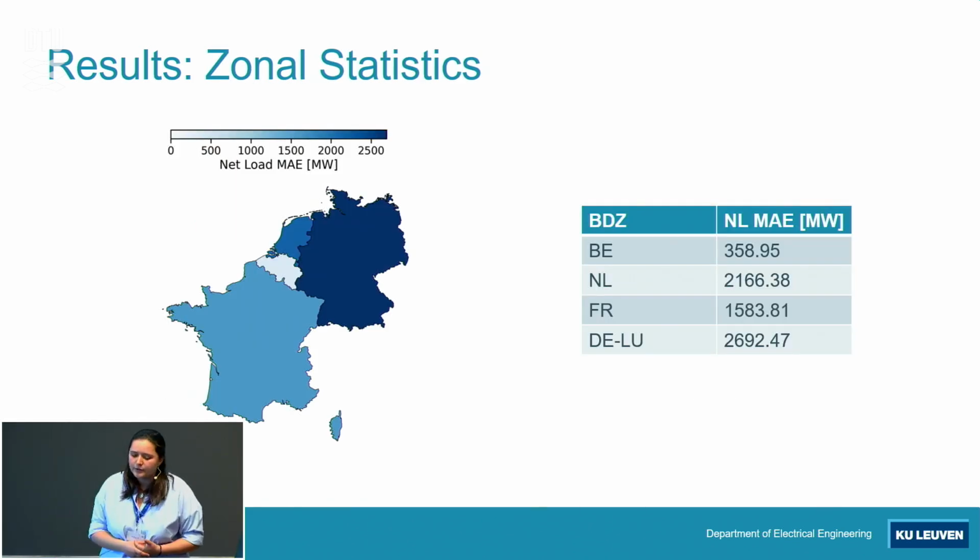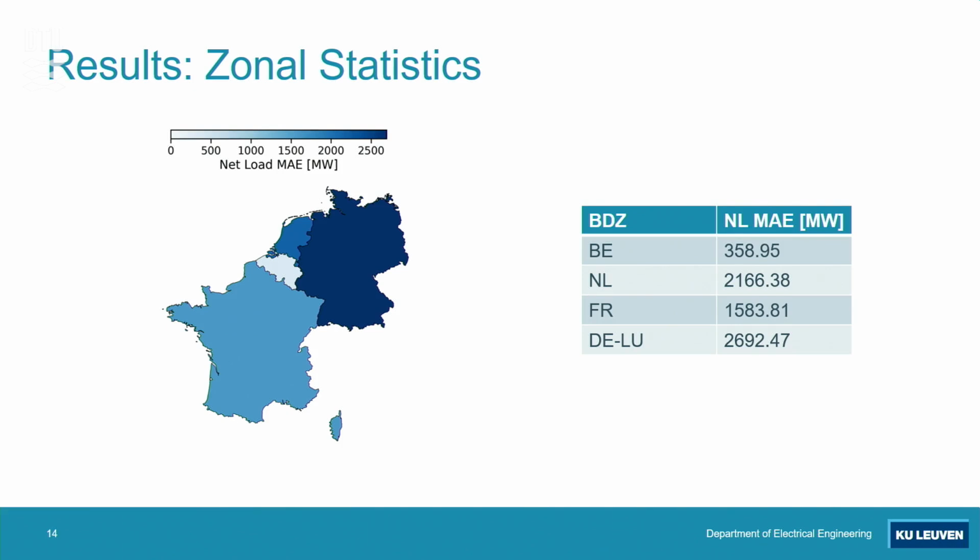And then here we can see the zonal statistics, so the mean absolute error of the net load. These variations can reflect, for example, the system size, the load variability, or the generation mix. But you can also see if the TSOs tend to err in a similar manner. So here, for example, we see that the error for the Netherlands is way higher than you would expect for a country of this size.